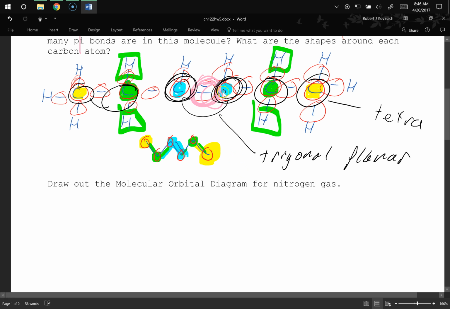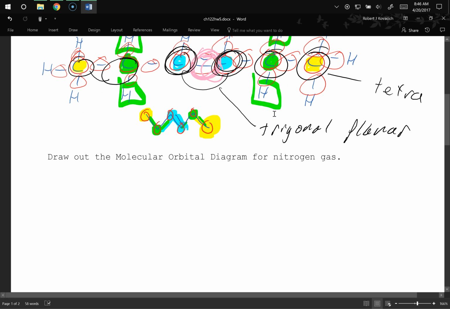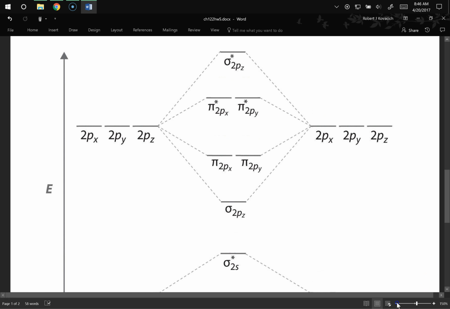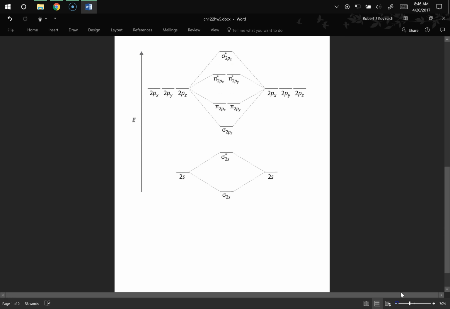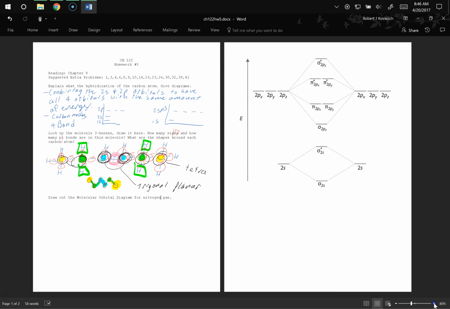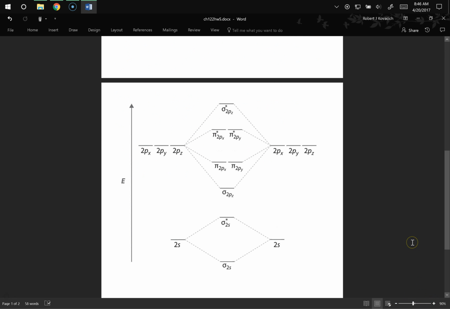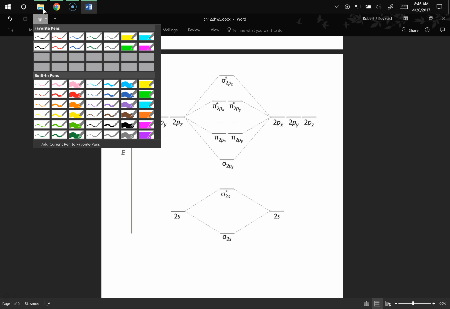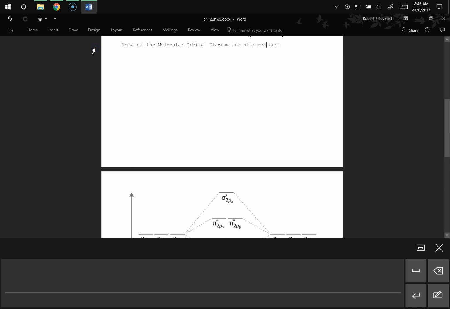It's connected to this guy right here. Is connected to that carbon, and that hydrogen. A molecular orbital diagram for nitrogen. So here's an MOD. And how many electrons am I dealing with for a nitrogen? Seven total electrons, right?